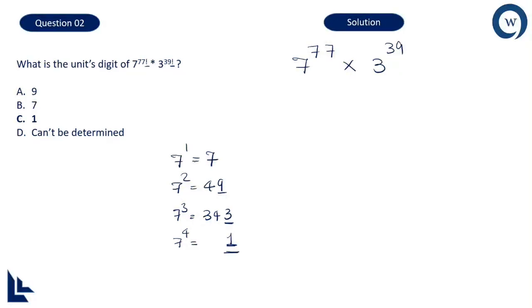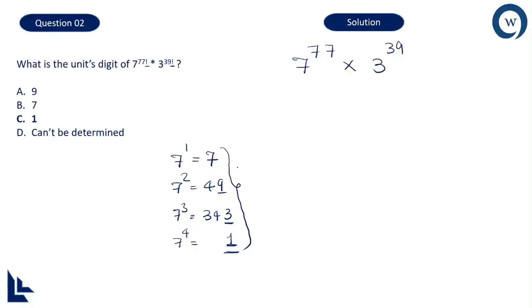So that means irrespective of any power, 7 raised to something will always give you the units place in a fixed format, and that format is this 7931, 7931. This is a cycle, and it continues like this. After every 4 iterations, the same format is going to repeat, and that is for sure. And 7 to the power 77 will also have any one of these 4 possible unit digits. It could be 7, it could be 9 or 3 or 1.